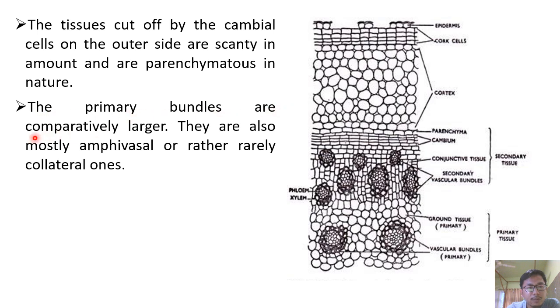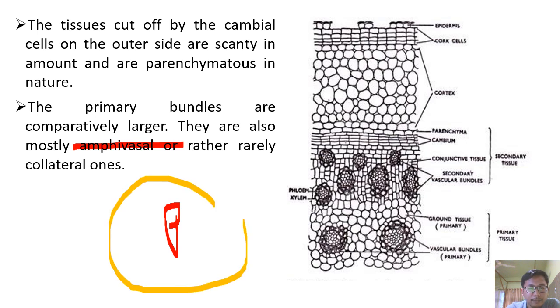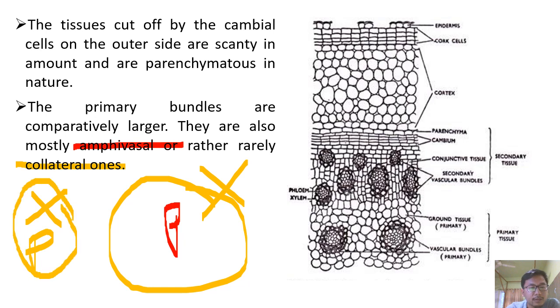The primary bundles are comparatively larger. These are primary vascular bundles. They are comparatively larger compared to the secondary vascular bundles. They are also mostly amphivasal, or rather rarely collateral ones. That means the phloem will be surrounded by the xylem. That is the meaning. And collateral ones mean xylem and phloem will be present in one bundle together. They are called collateral ones.